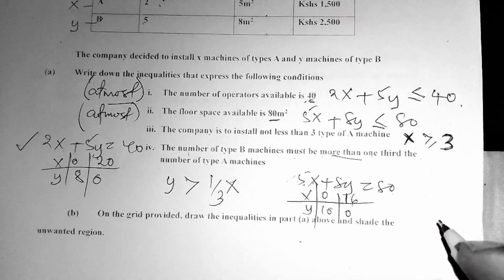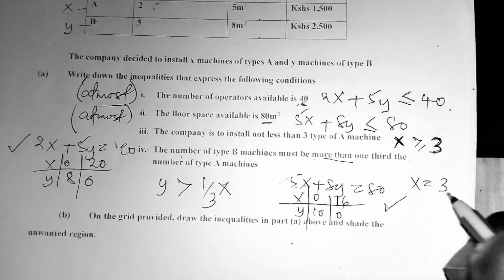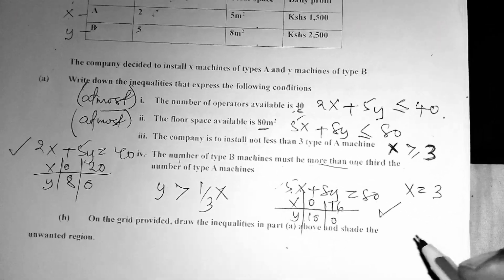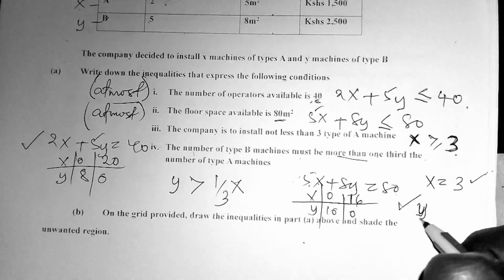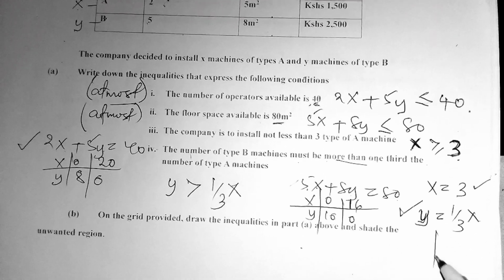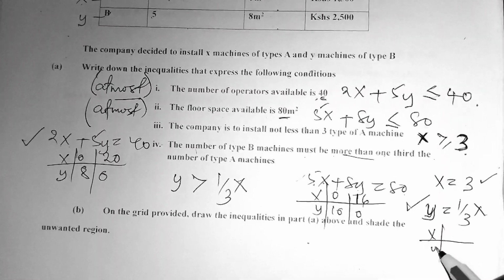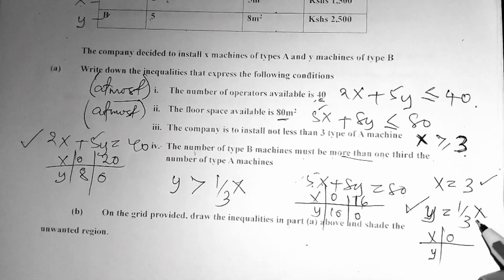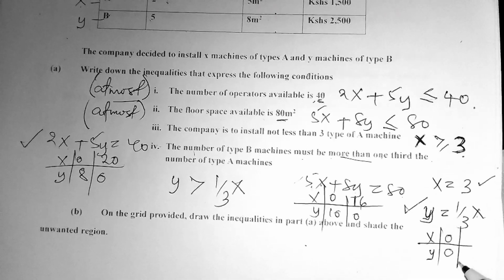Then this other one, we have this one complete. Then we have the line x is equal to 3, and again we have this line, the line y is equal to a third x. So here you can find two values again, x and y intercept. When x is 0, y is equal to a third times 0, which is 0.